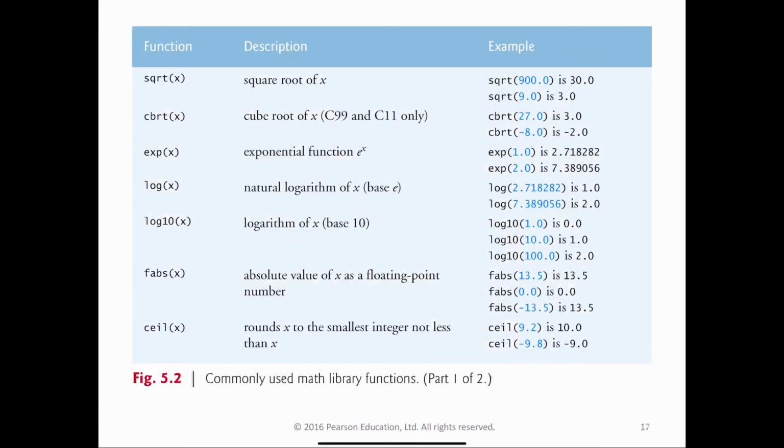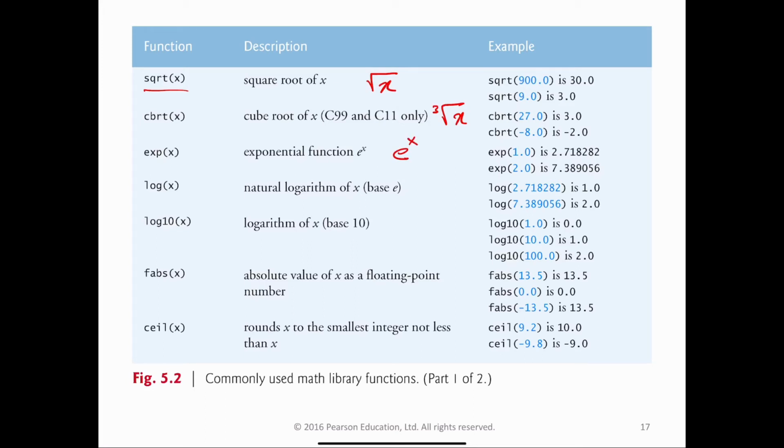And here's a more extensive list of functions that are found in the math.h math library in C. So you've already seen the square root function, and what that is doing is basically computing this. Similar to the square root function, there's the cube root function. The cube root function computes the third root, of course.